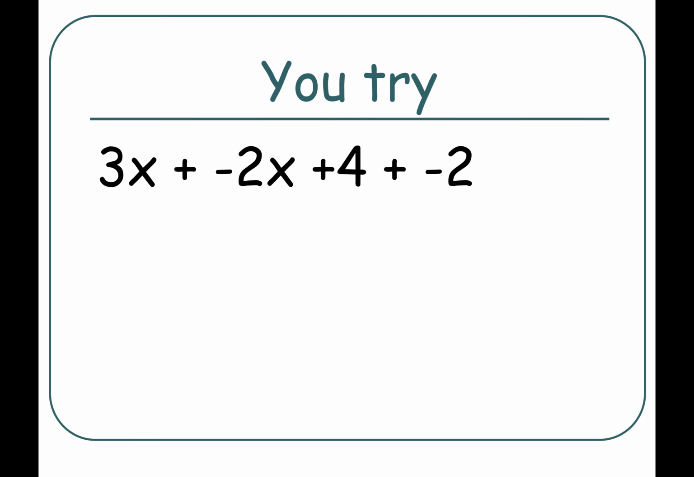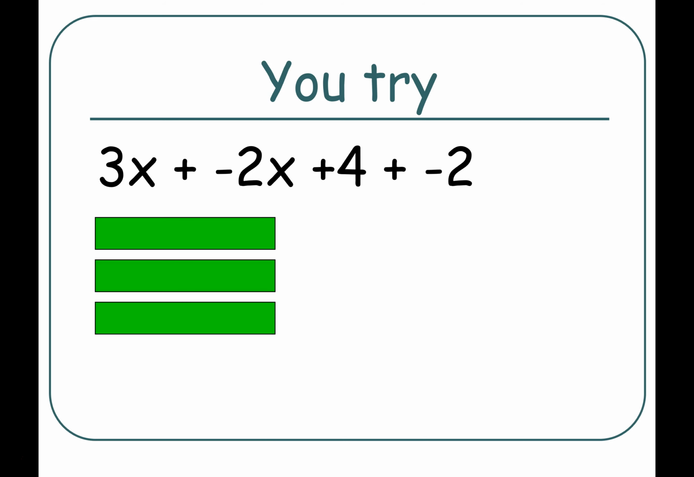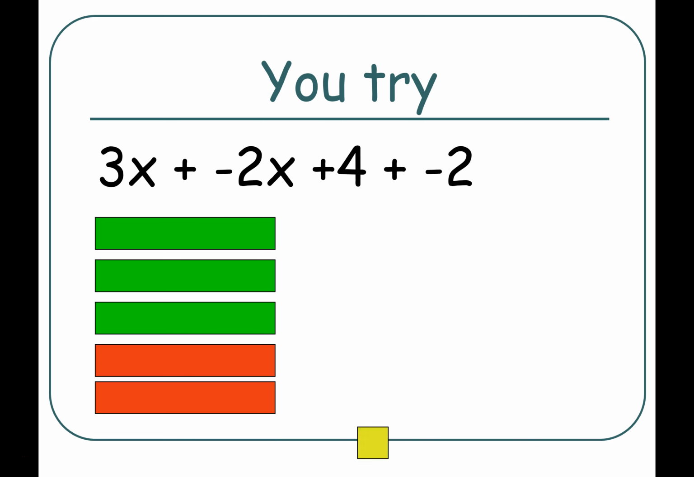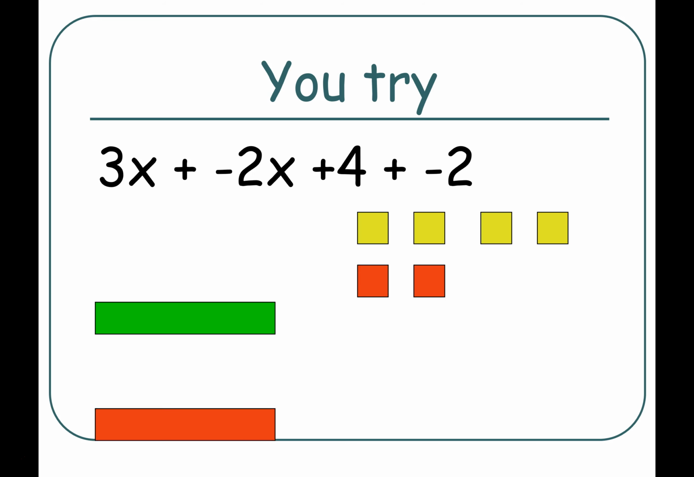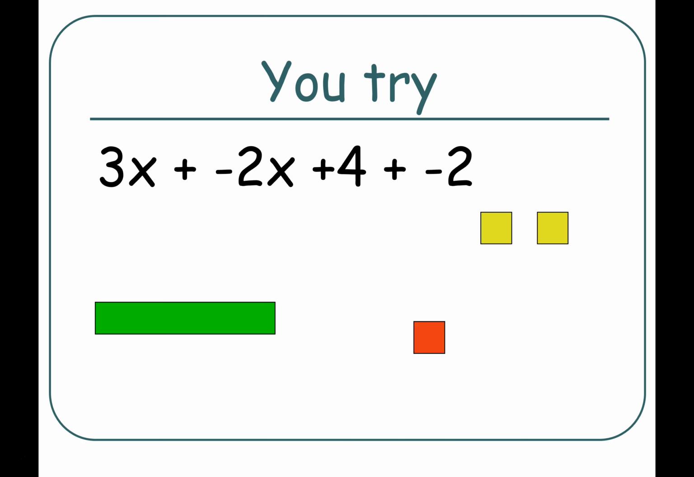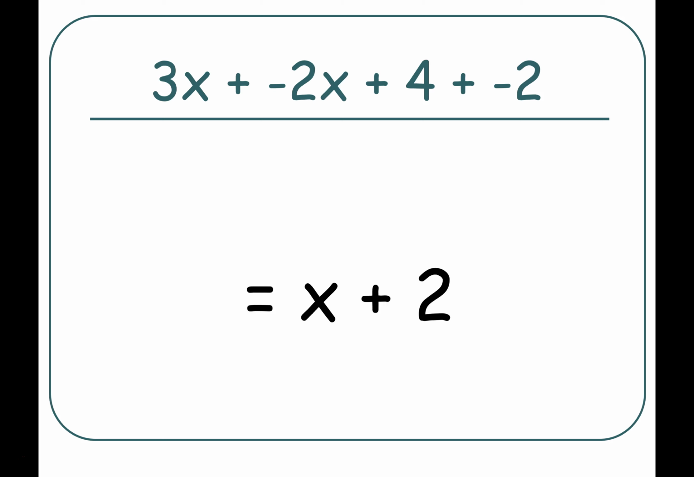Here's another one. So that's 3x, opposite 2x, 4, and negative 2. So 3x, it's going to be 3 greens. Negative 2x, it's going to be 2 red x's. And then a positive 4, and negative 2. And I just look to see, can I make any zero pairs with my x's? There's 1 zero pair, 2 zero pairs, and then with my units or my 1's, and I'm left with x plus 2. And so there's my answer.